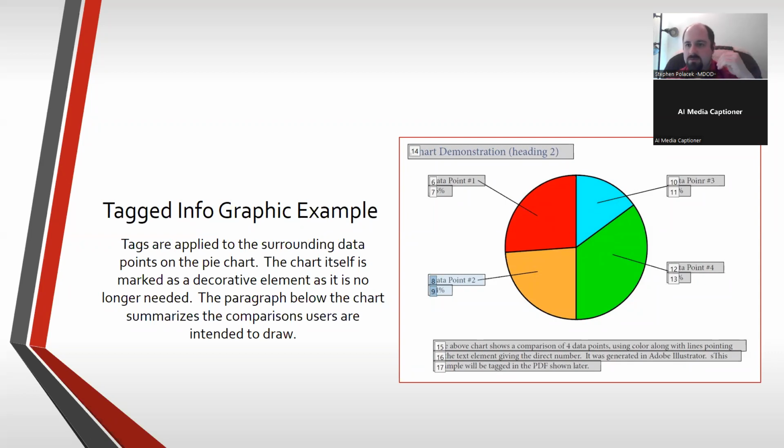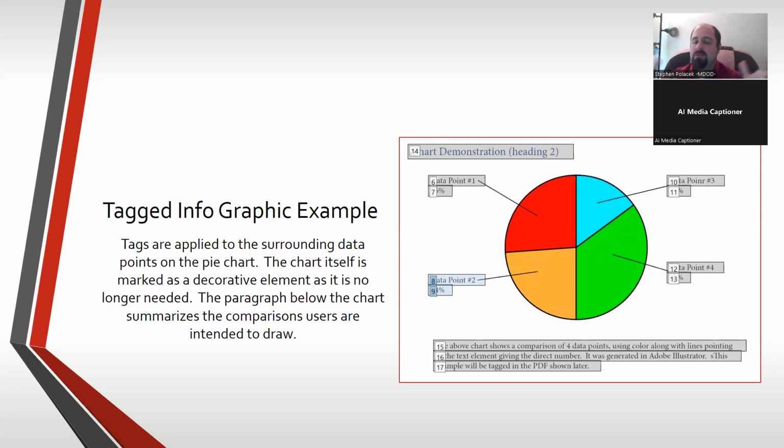And then the reading order got messed up, so the heading is now point 14, but we can fix that, and I'll show you how later. And then you have the summary paragraph below that's read after all those data points. The actual chart itself isn't tagged, so that will be ignored by a screen reader.